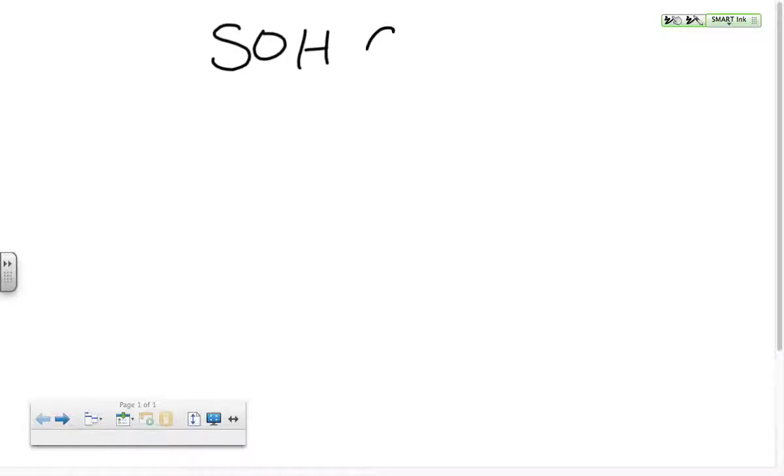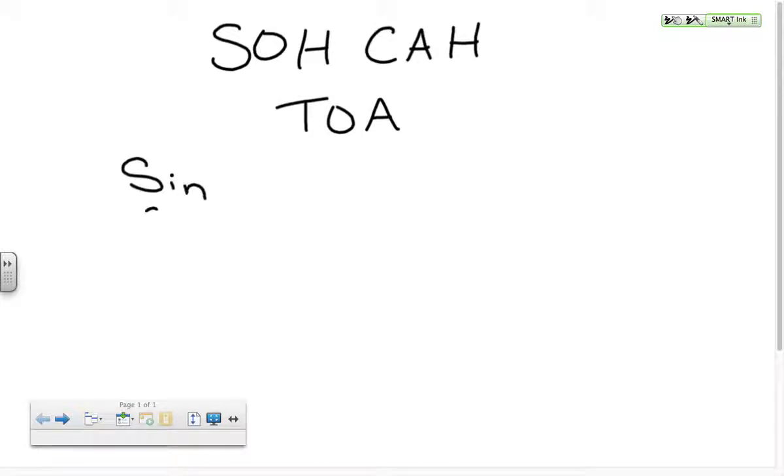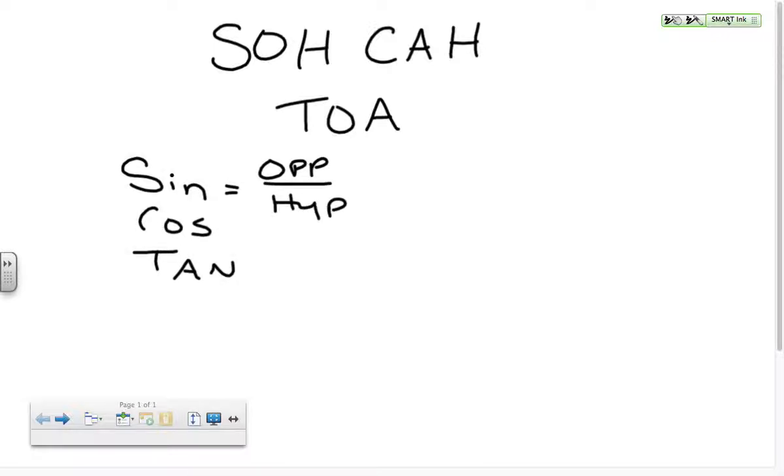SOH CAH TOA. Okay. So that's for the 3 trig ratios, but there are actually 6. We have sine, cosine, and tangent, and we know those already, right? So sine is opposite over hypotenuse. Cosine is adjacent over hypotenuse. And tangent is opposite over adjacent.